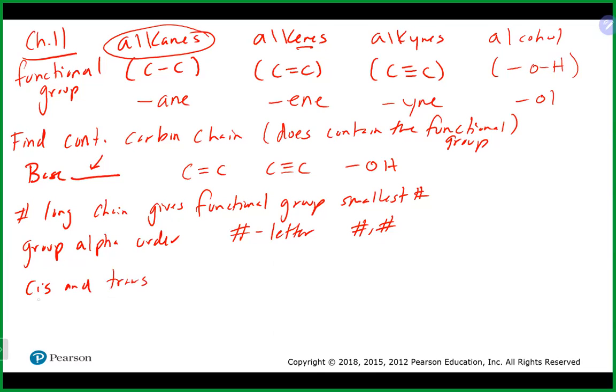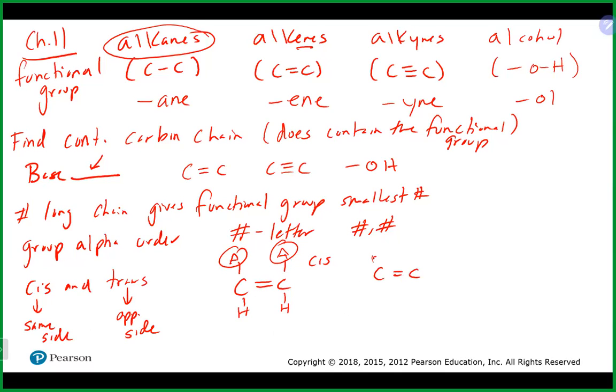And basically, cis is the same side and trans is the opposite side. And what we're talking about is the double bond here. So again, that would be more of a cis situation with these guys here being on the same side. And we could also have a trans sort of situation where these guys would be on opposite sides of the double bond.